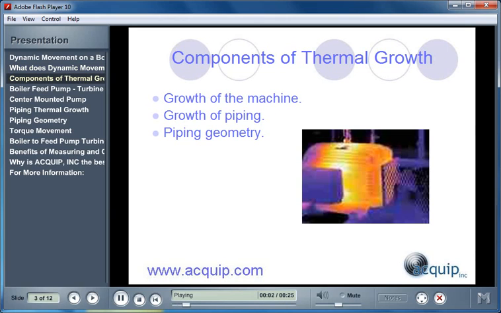There are several components that make up thermal growth. First, there's growth of the machine. This is just thermal expansion in the material. There's growth of the piping, also the way that the piping expands thermally. Then there's piping geometry. This affects the thermal growth in the machine because depending on your piping geometry, it'll push and pull around the machine in different ways.